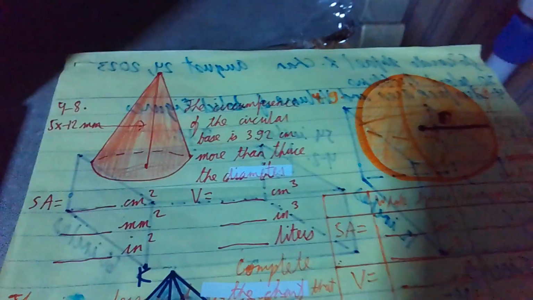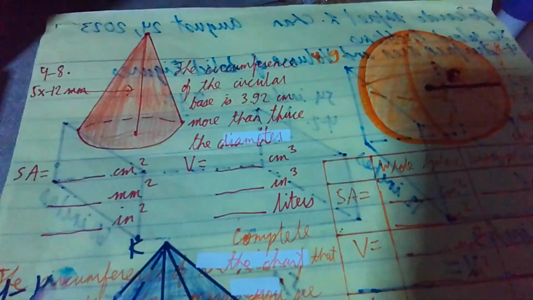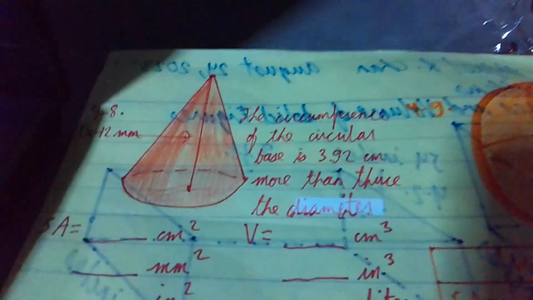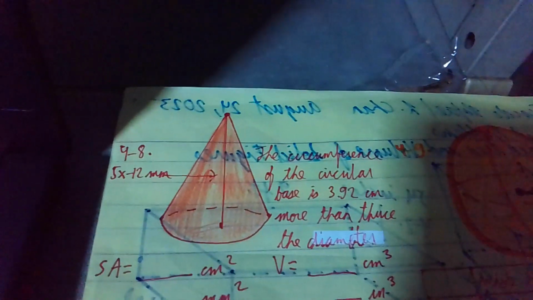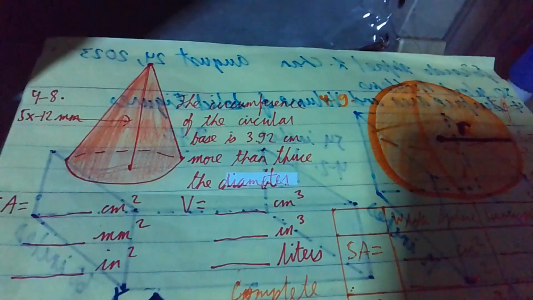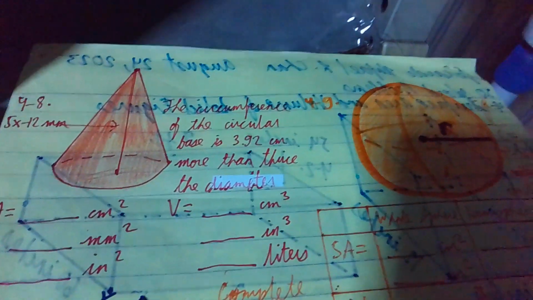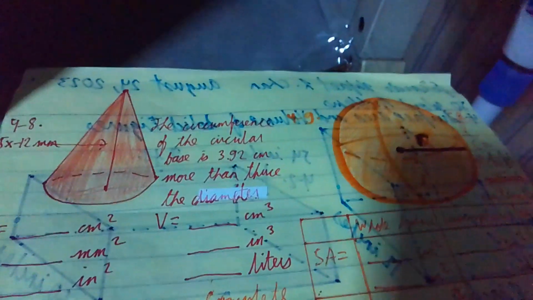Very good. Now, our objective is to solve for the surface area and volume of the cone. Kaya lang, we cannot do that yet. It's because we got some work to do. Like, for instance, there's some algebraic words. Like it says here that the height of the cone is 5x minus 12 millimeters. And it says here that the circumference of a circular base is 3.92 centimeters, more than thrice the diameter. Ayan. This makes the problem a bit more tougher. But do not worry. With our mathematician skills, we can solve any problem.